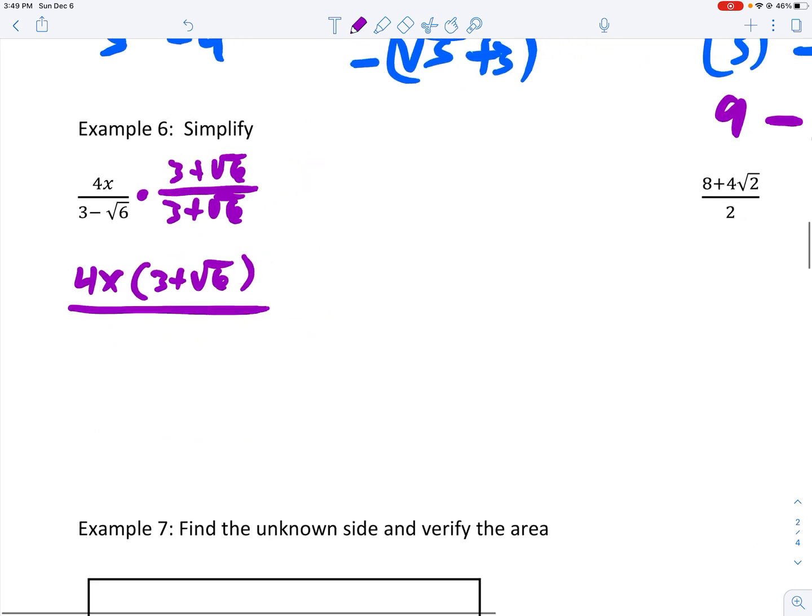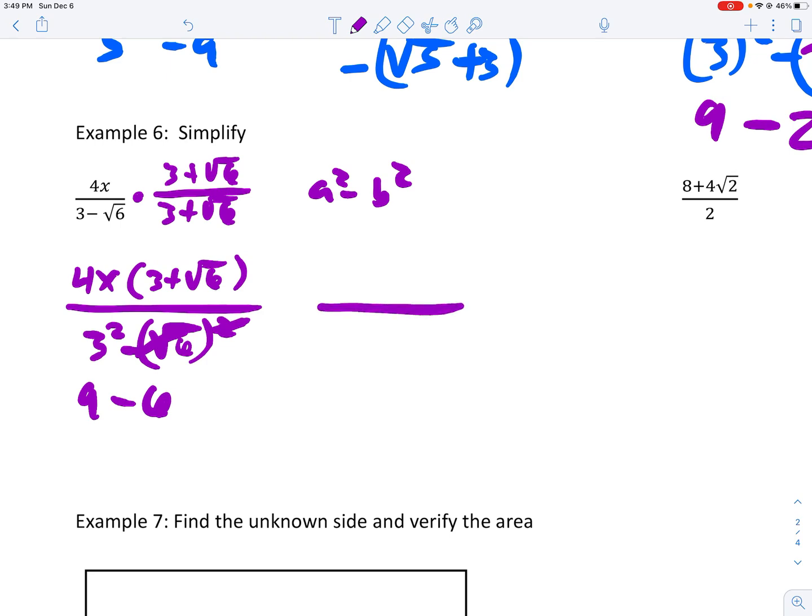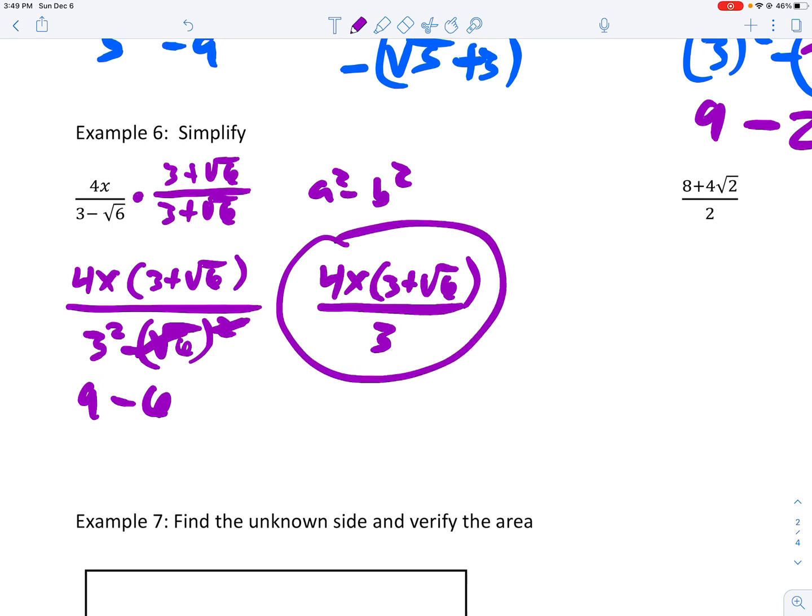In the denominator, again, we created that perfect square, the difference. So a is 3, so square it. B is root 6, so square that. So this is 9 minus the root 6 and the square, those reduce, so you get 9 minus 6. So you get 3. 4x times 3 plus root 6, and that would be your simplified fraction.